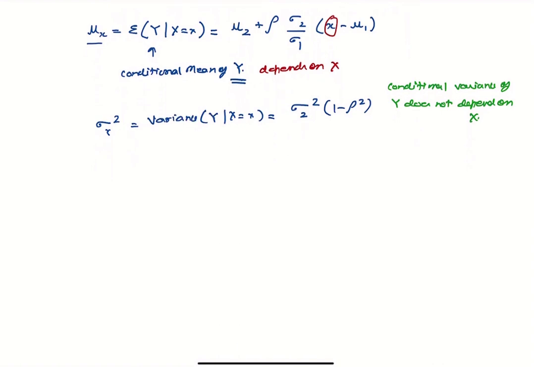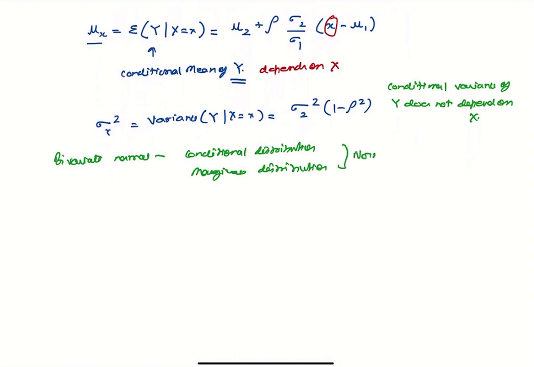For bivariate normal distribution, the conditional distributions are normal. So for bivariate normal, the conditional distributions and marginal distributions are both normal.